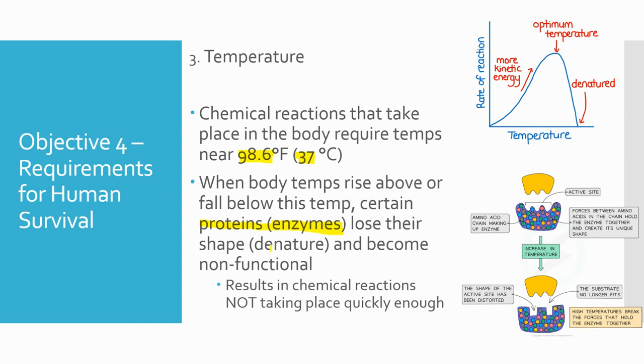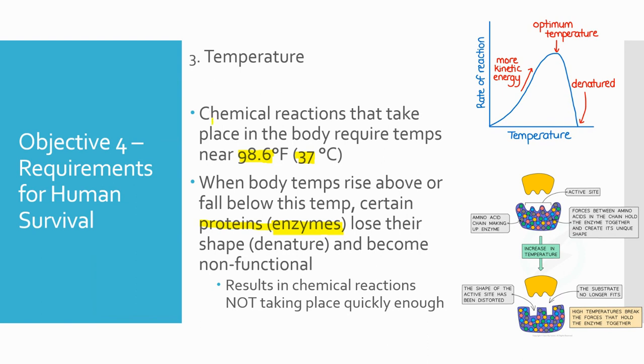And so our chemical reactions are not going to take place properly. They're going to slow down. And when they don't take place fast enough, it could ultimately lead to death in serious cases. So that's why a high fever is super dangerous, because we don't want our proteins to denature. So we want to make sure that we have a steady body temp.